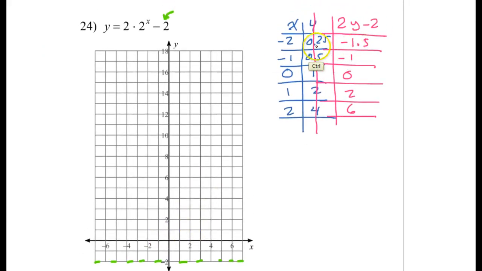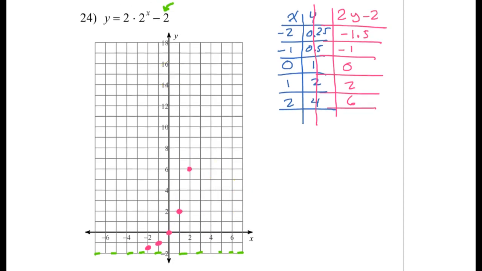Anyway, so now I can just plot these points. So -2 comma -1.5 would be right here. -1 comma -1, 0 comma 0, 1 comma 2, and 2 comma 6. All right, so this function is going to look something like this.